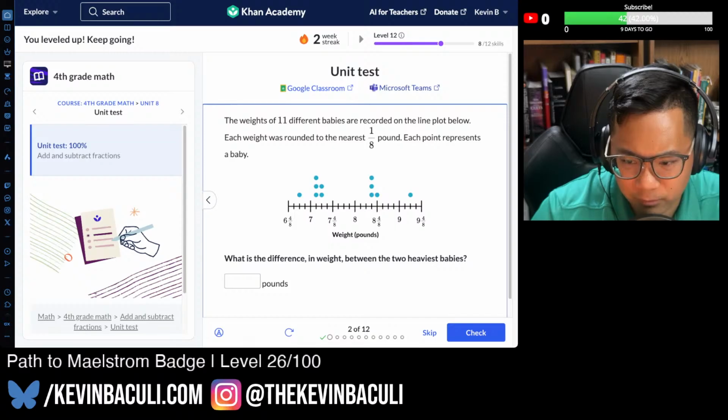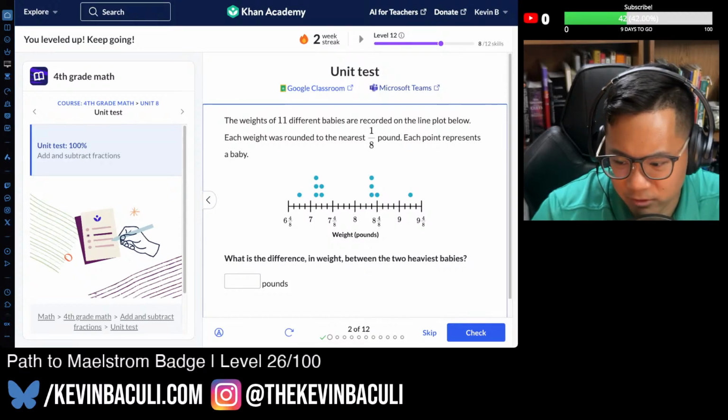The weights of 11 different babies are recorded on the plot below. Each weight was rounded to the nearest 1/8.